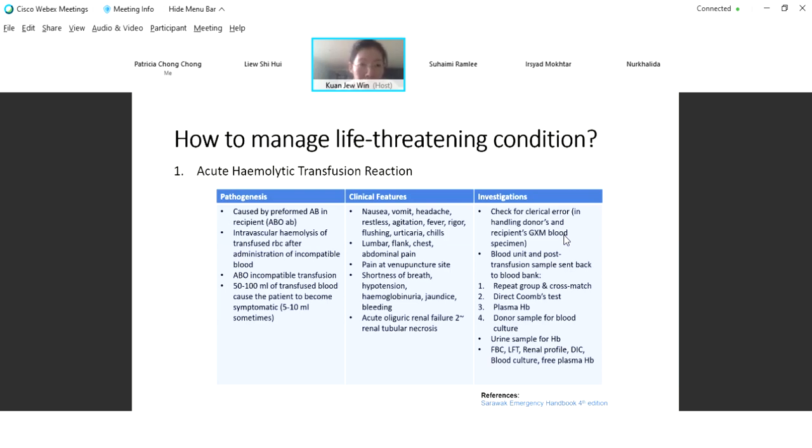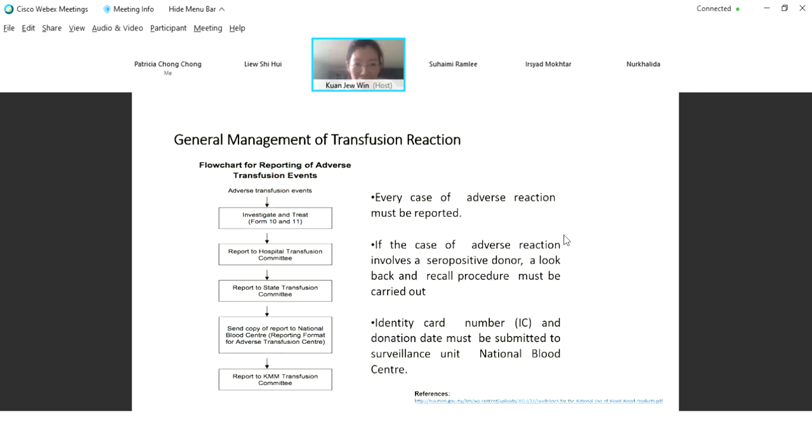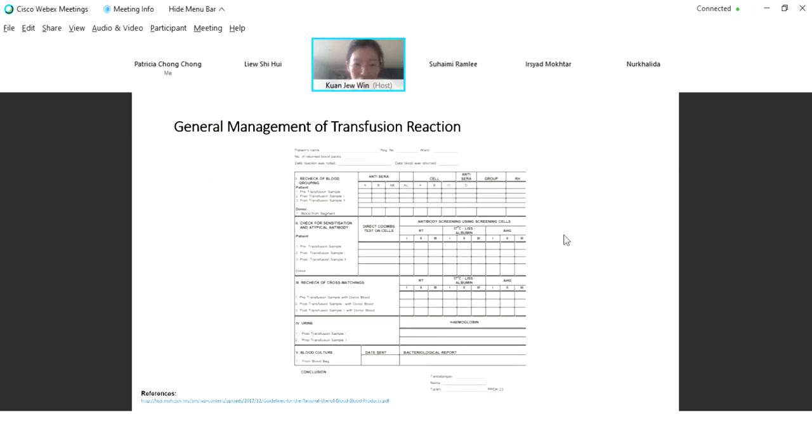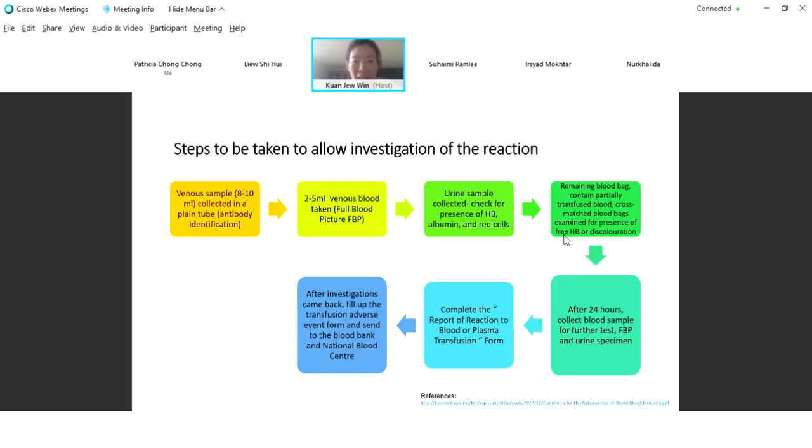Liu, you go back to the flow chart that you put before, the one where there is a reaction. Okay, go back. The one, yeah. Go back. The one with the flow chart. Okay. No, not this one. Previous one.